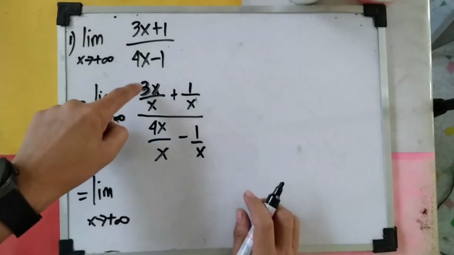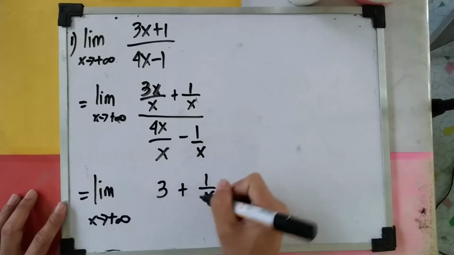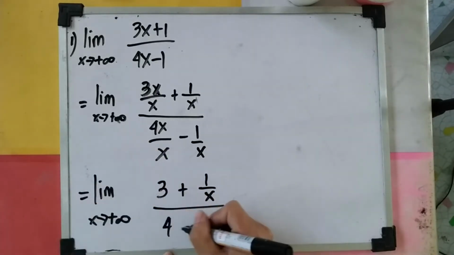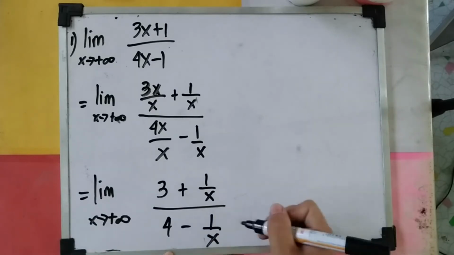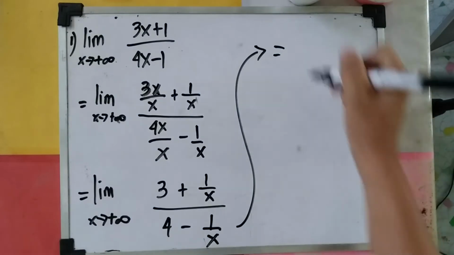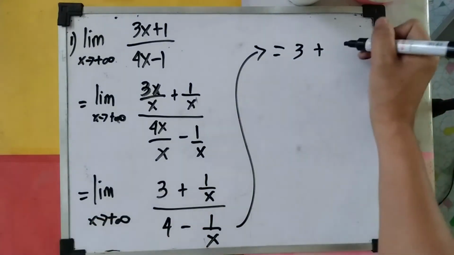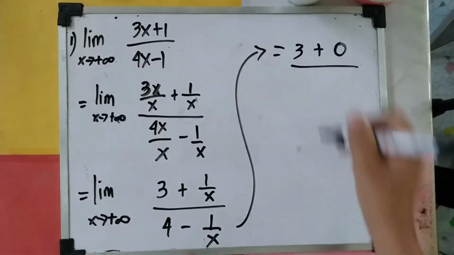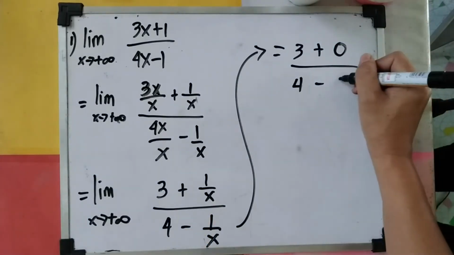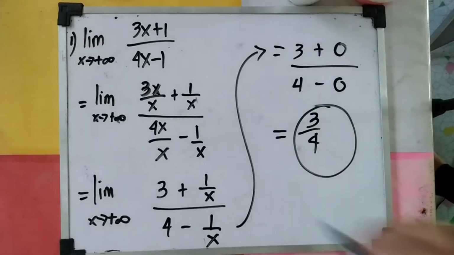So what will happen? 3x over x, that's 3 plus 1 over x. 4 over x divided by the x, that's 4 minus 1 over x. Alright? So ngayon, applying the theorem, 1 over x, that is 0. 4 minus 1 over x, another 0. So our answer is 3/4.